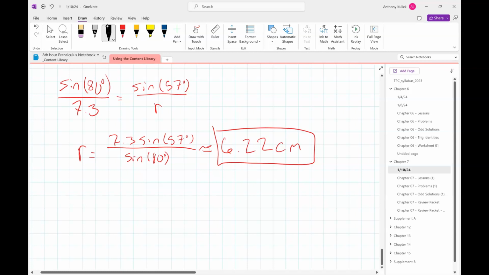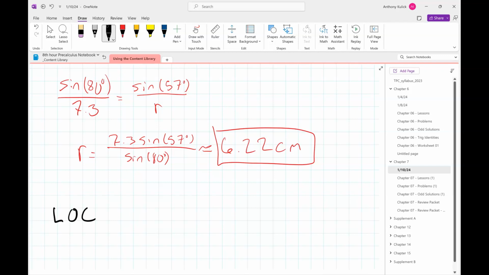At this point, we'd be finished with section 7.1. I'm not going to do 7.2 right now. We're going to do 7.3, and then we're going to come back to 7.2. I think 7.2 is the hardest part of this chapter. So I'm going to save that until you've had a little bit more practice actually solving triangles before we go back and try to do 7.2.